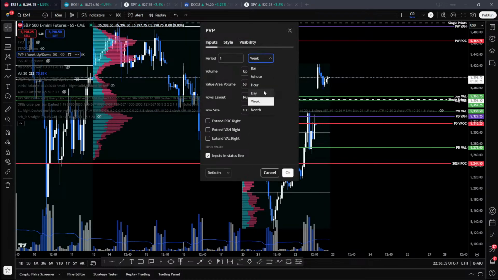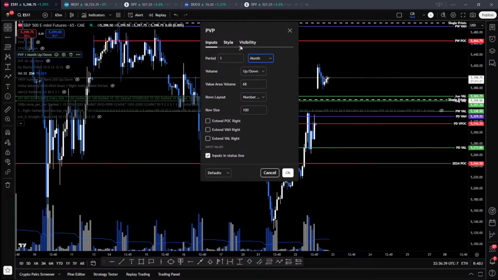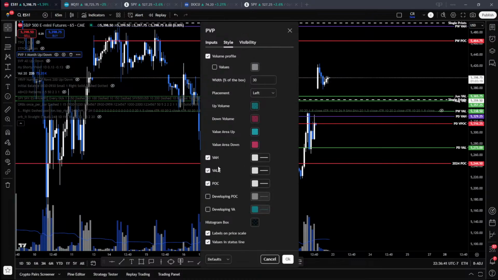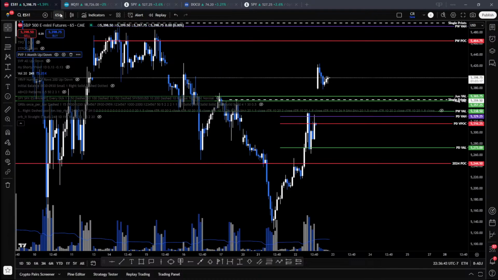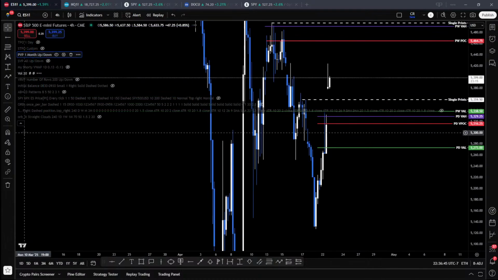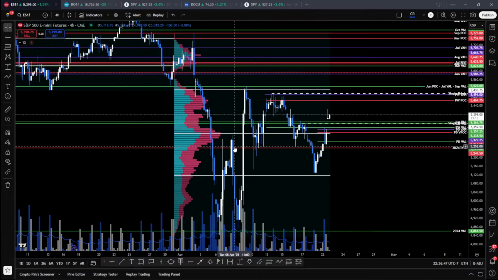From here, we switch to 1 month. Same value area volume 68, row size 100, under style, check those 3. And we're going to switch our time frame to 4 hours, and that's where we find our monthly levels.